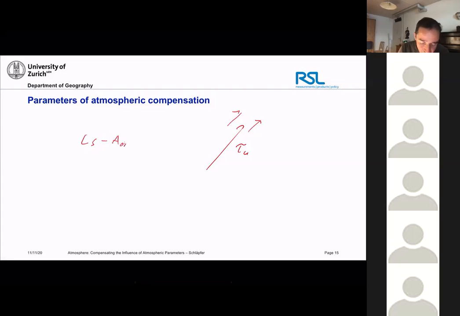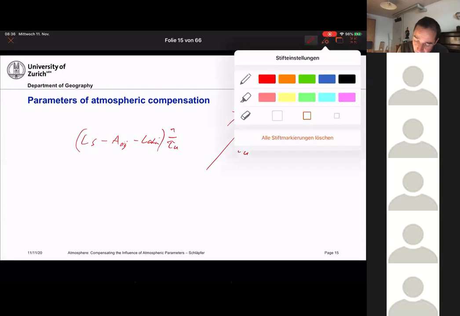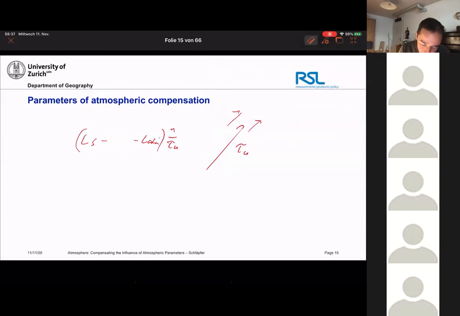Adjacency minus L atom. And we have to divide by 1 over tau upward to get rid of the upward transmittance. So now we are on the ground, more or less, from the sensor position.